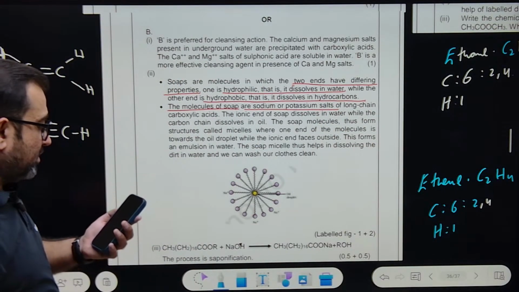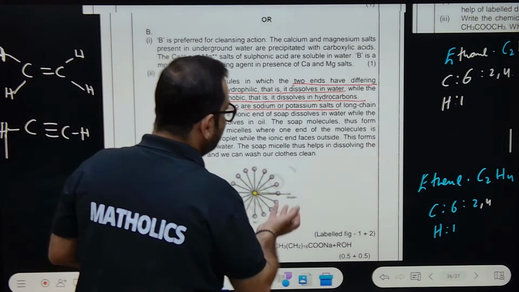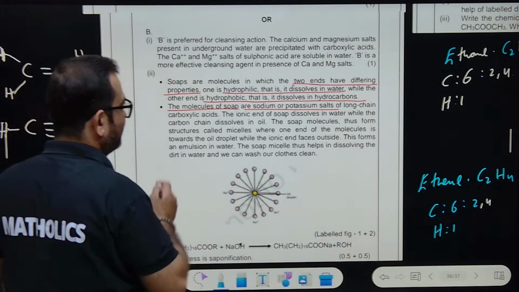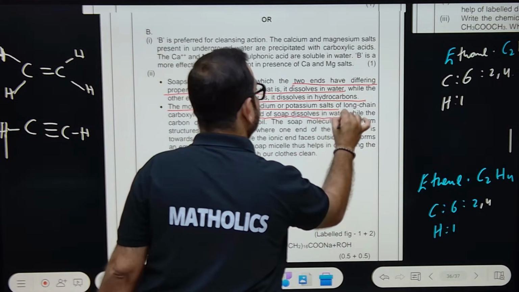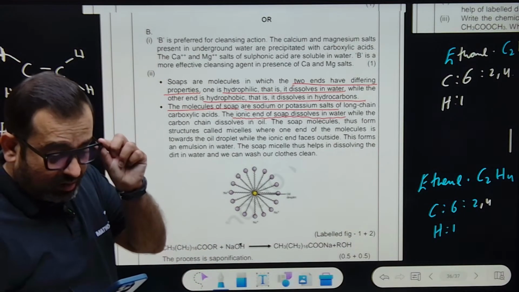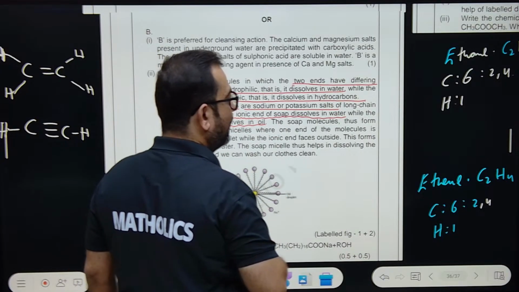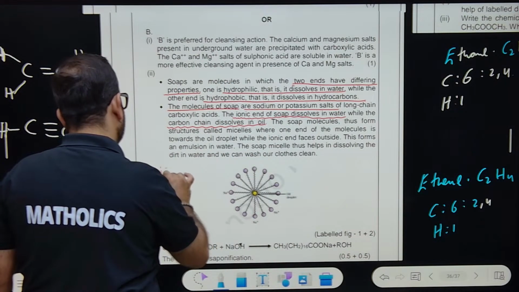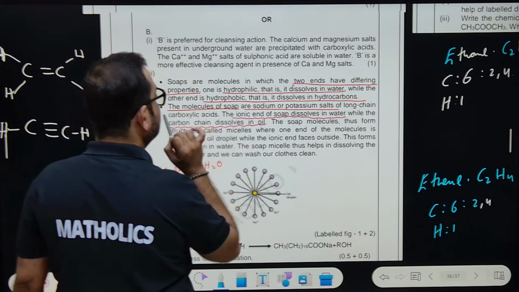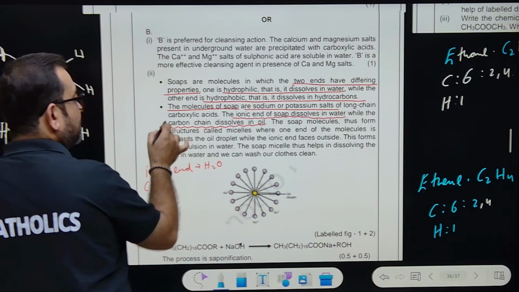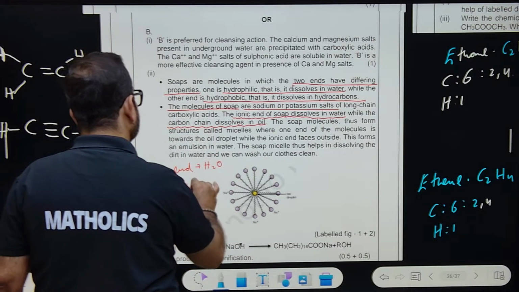Note down all these points, or remember or memorize them. Yes, you have to copy this. These questions can come if carbon and its compounds is coming in your exams. The ionic end dissolves in water. Remember this: the ionic end always dissolves in water, while the carbon chain, the hydrocarbon chain, dissolves in the oil part.